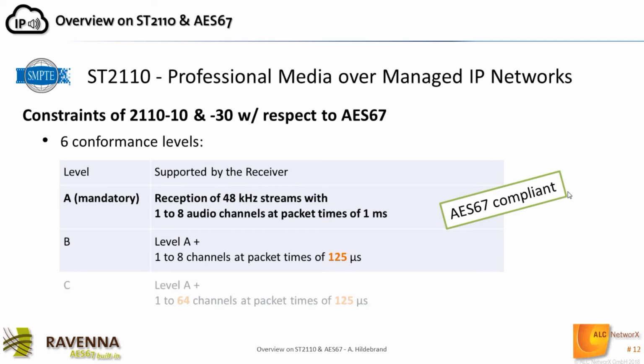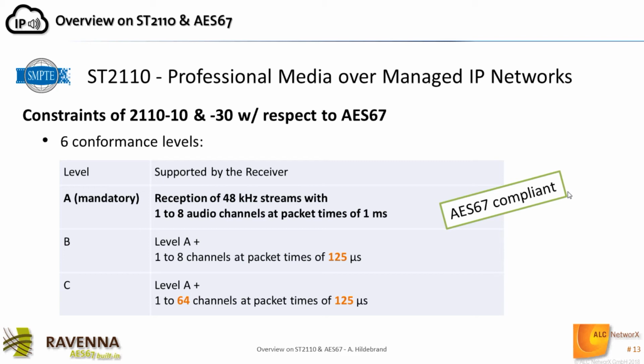While you can set up several streams, of course, containing 8 channels each, they wanted to have more than 8 channels in one stream. This is thinking like, I want to have all my MADI channels in one stream. And so they came up with level C, which requires 125 microseconds packet time again, but this time 1 to 64 channels per packet or per stream. So in other words, with conformance level C, you can now transport fully loaded MADI signals over the network combined into one single stream. So that's conformance level C.